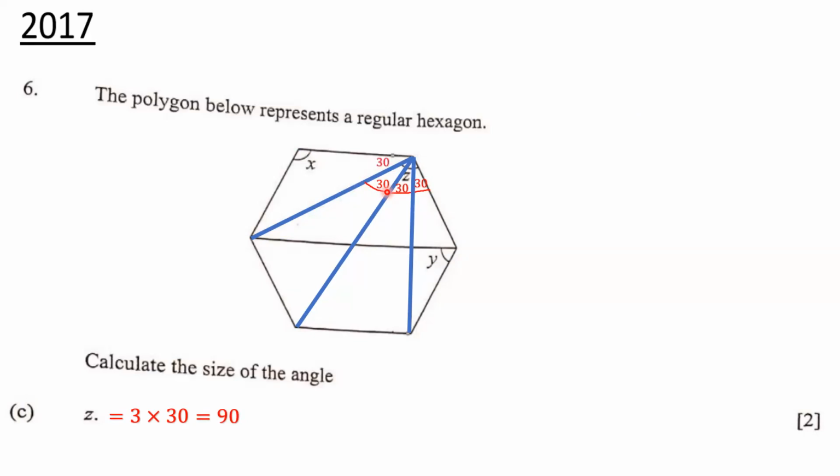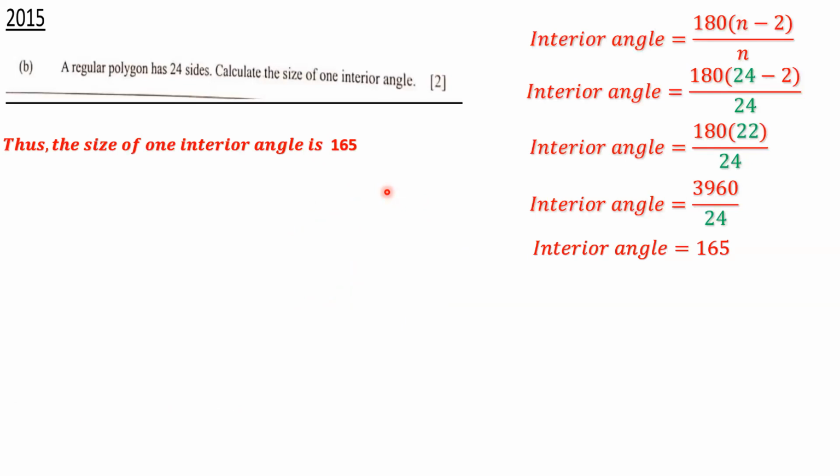Here we have this question. It says a regular polygon has 24 sides. That's a lot of sides. Calculate the size of one interior angle. So they give us the number of sides, which is 24. And what we need to do is figure out the value of one interior angle. And so how are we going to do that? Well, the interior angle is going to be equal to 180 multiplied by n minus 2 all over n, where n is the number of sides.